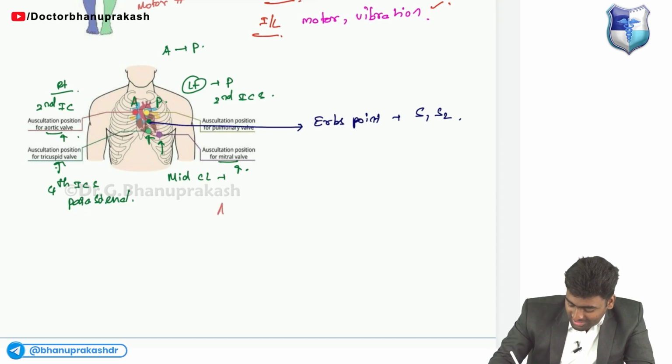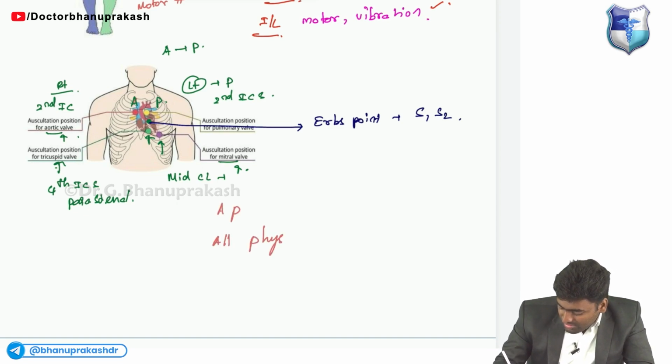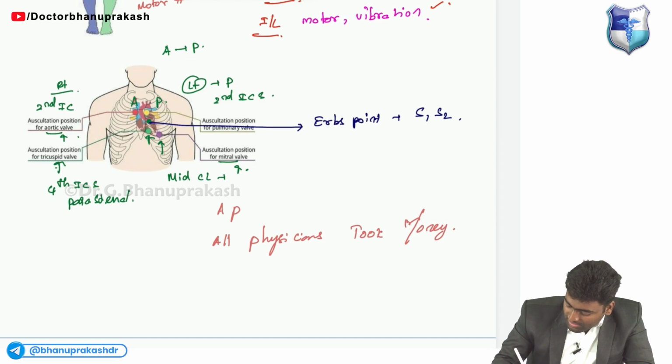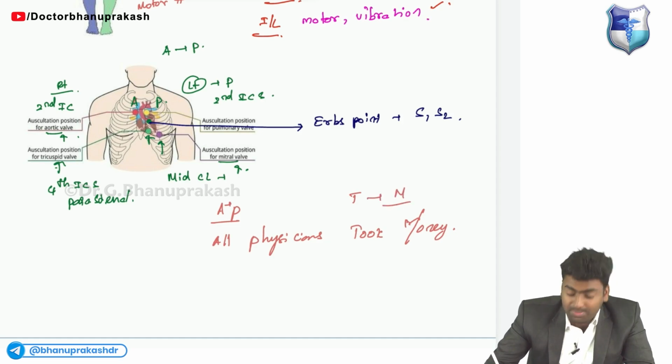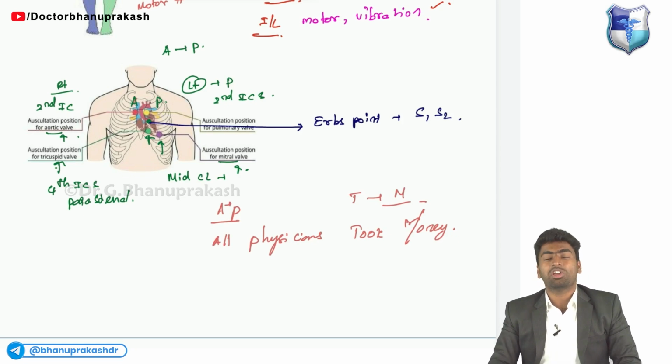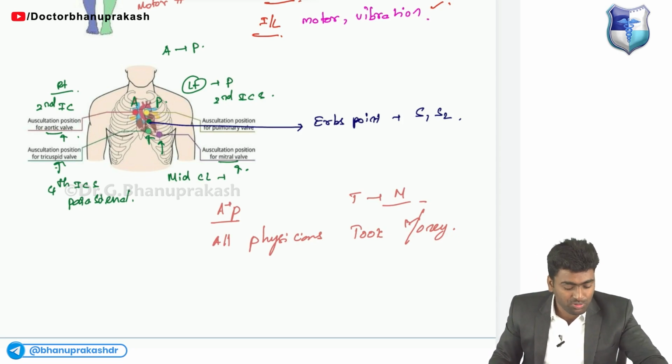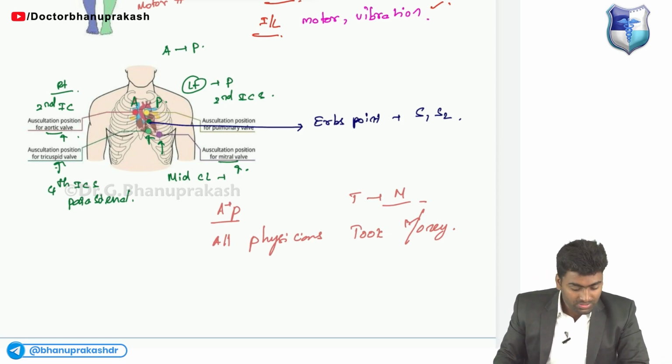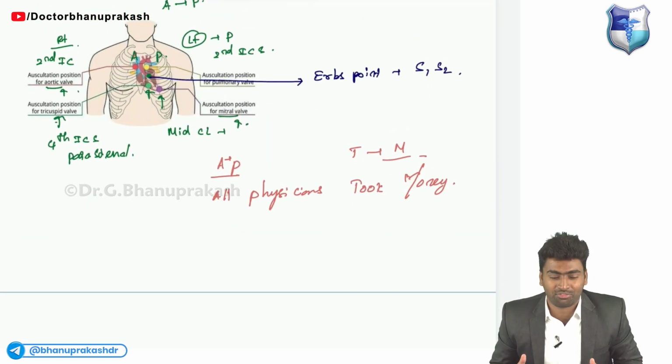Remember, it will go alphabetically: A and P, followed by the tricuspid valve and followed by the mitral valve. So remember this sequence, and they will mark a position and ask you which valve will be heard at this position. Okay, so that is all about this anatomy part, right? Thank you guys.